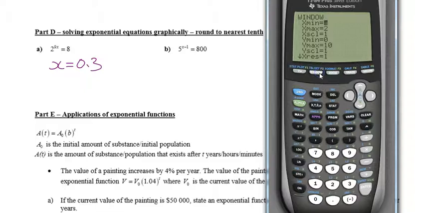I know that my window has to go to 800. And I know that powers of 5 get pretty big pretty fast, so I don't need huge numbers. Let's go to 5 maybe. And 0 to, let's go to 1,000 by 100s. And we'll hit graph. First it's going to graph 5 to the x minus 1. All right, we're close. We just need to extend out a little bit more on the window, maybe to 6.